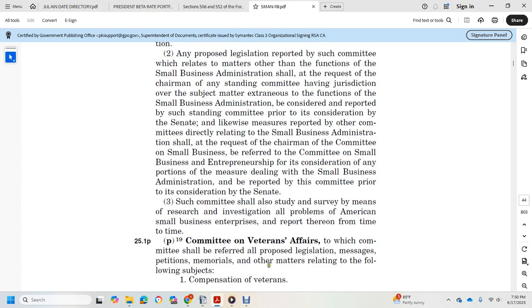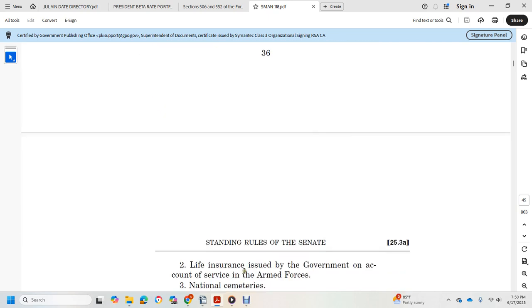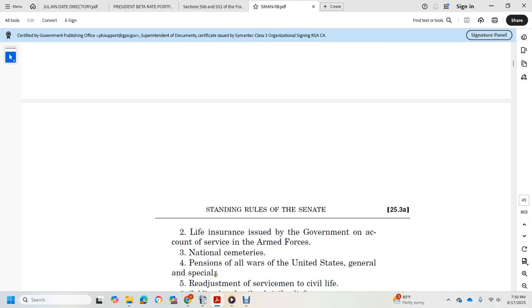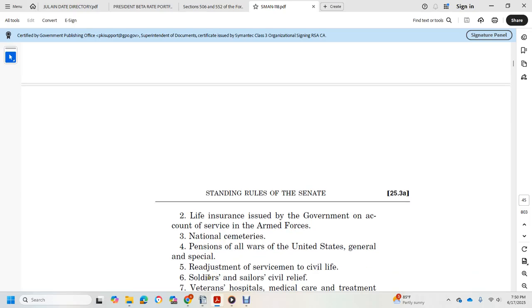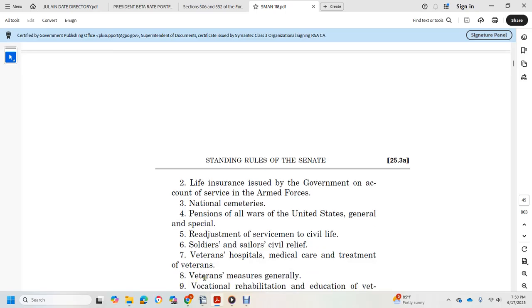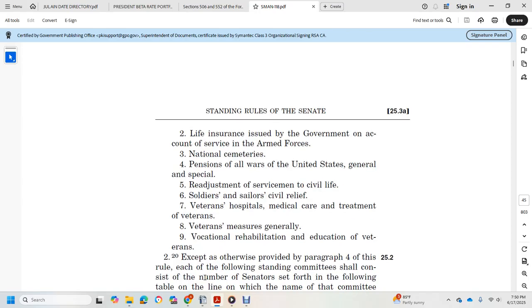Committee on Veterans Affairs, to which committee shall be referred proposed legislation, messages, petitions, memorials, and other matters relating to the following subjects: compensation of veterans, life insurance issued by the government on account of service in the armed forces, national cemeteries, pensions of all wars of the United States, general and special, readjustment of servicemen to civil life, soldiers' and sailors' civil relief, veterans' hospitals, medical care and treatment of veterans, veterans' measures generally, vocational rehabilitation and education of veterans, except as otherwise provided in paragraph 4 of this rule.